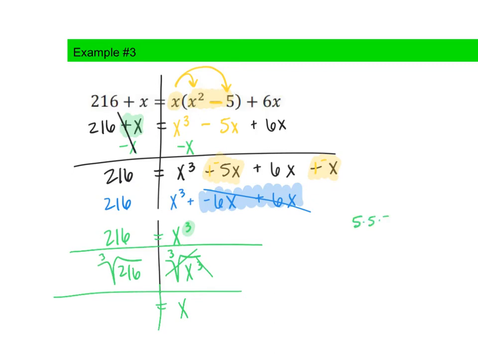5 times 5 times 5. Well, 5 times 5 is 25. Times another 5 is 125. Okay, now let's try 6. 6 times 6 times 6. Well, 6 times 6 is 36. And 36 times another 6 is 216. So my answer is that the cubed root of 216 is 6.